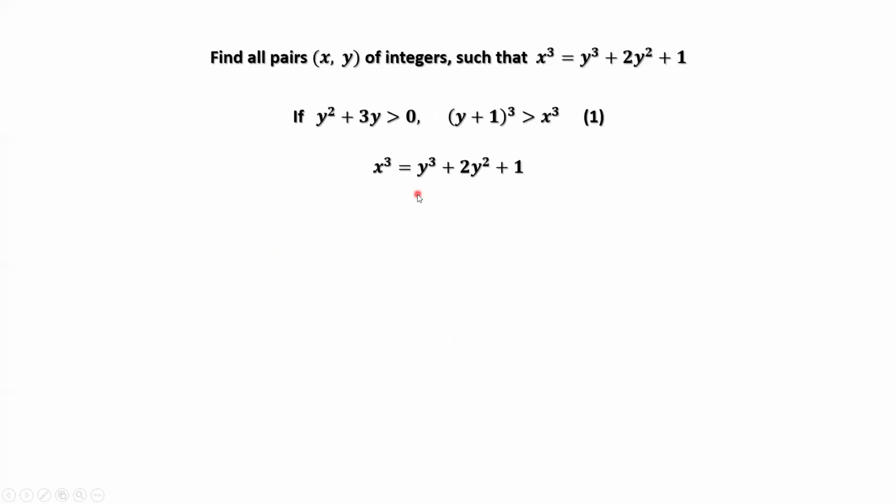This is the given condition. Because 2y squared plus 1 is positive, therefore, x to the power of 3 is bigger than y to the power of 3. This is the second result. Combining the two results, result 1 and result 2, we have (y plus 1) to the power of 3 is bigger than x to the power of 3. It's bigger than y to the power of 3.